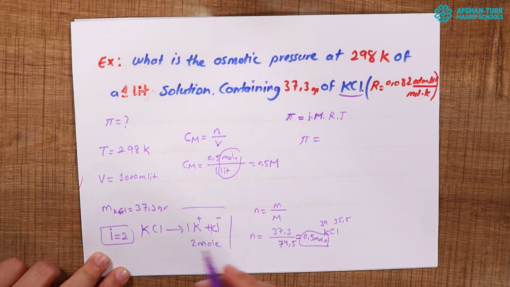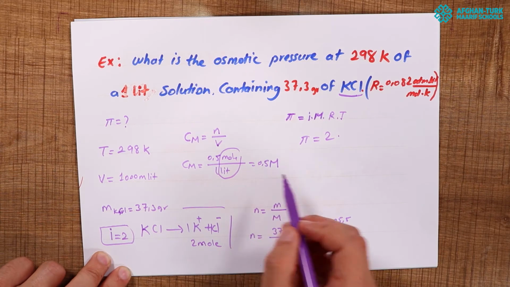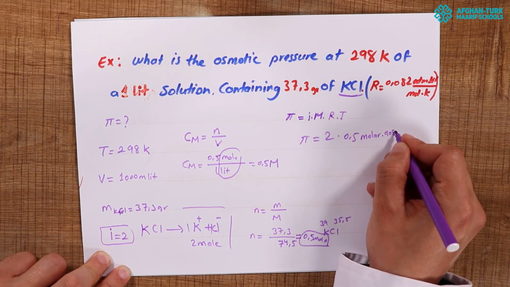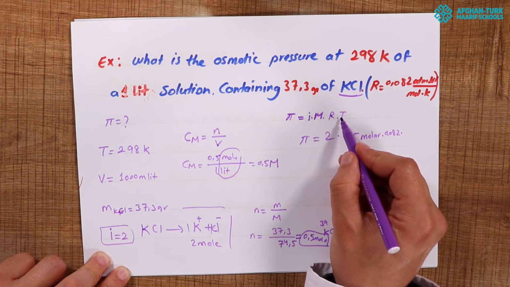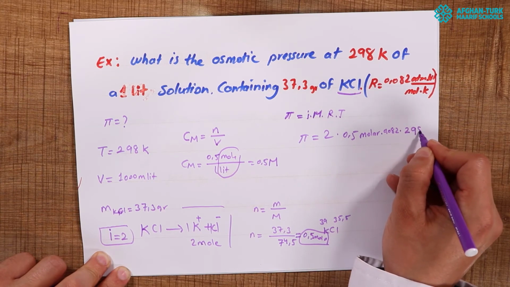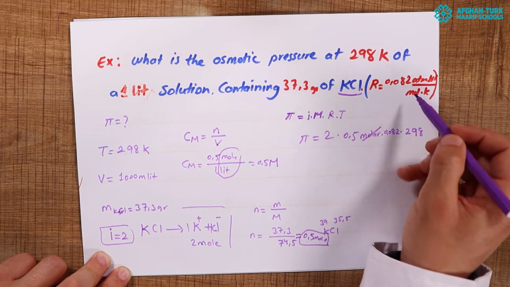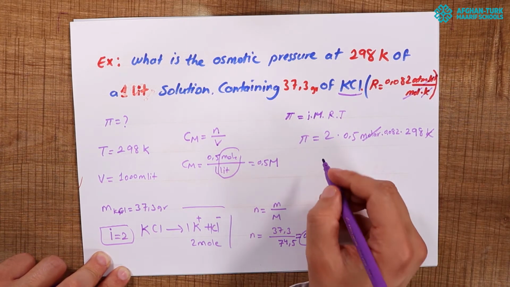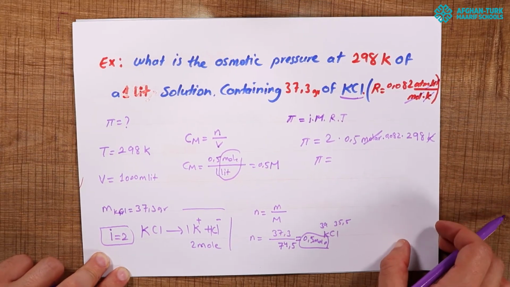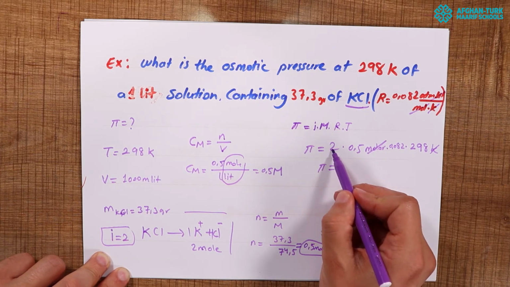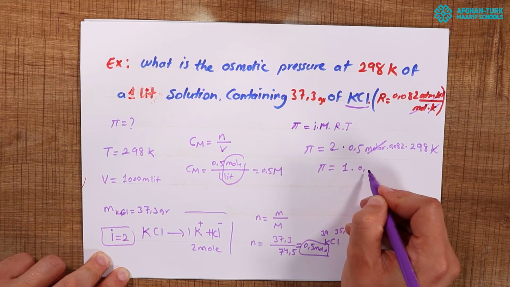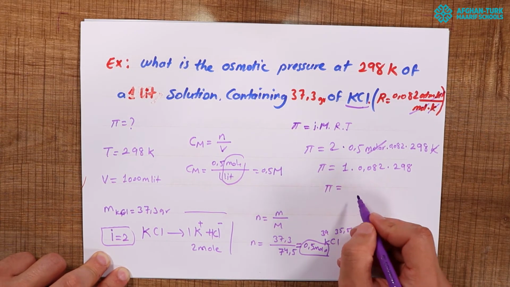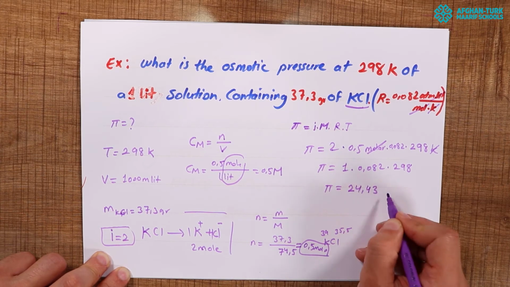Pi is equal to... what is the value of i? We have 2 times the concentration of molarity, 0.5 molar. What is the value of R? We have 0.082. Also, what is the value of temperature? Here we have 298 Kelvin. We can cancel molar with molar, mole and liter, and Kelvin by Kelvin. What remains? Atmosphere, the unit of osmotic pressure. In this question, it will be given in atmospheres. 2 times 0.5 is equal to 1, times 0.082, times 298. When you multiply them together, it gives us 24.43 atmosphere.